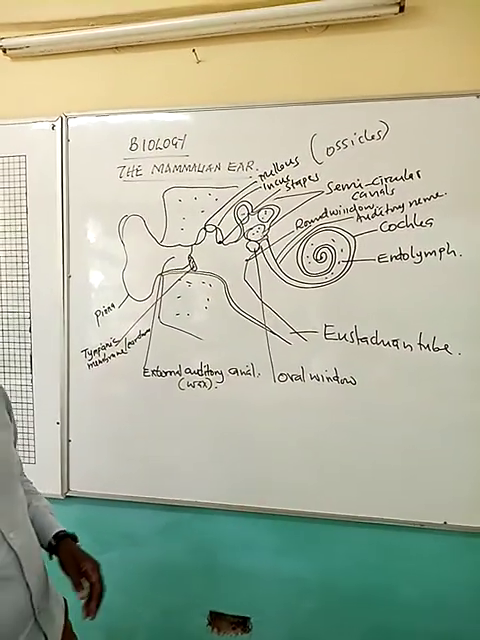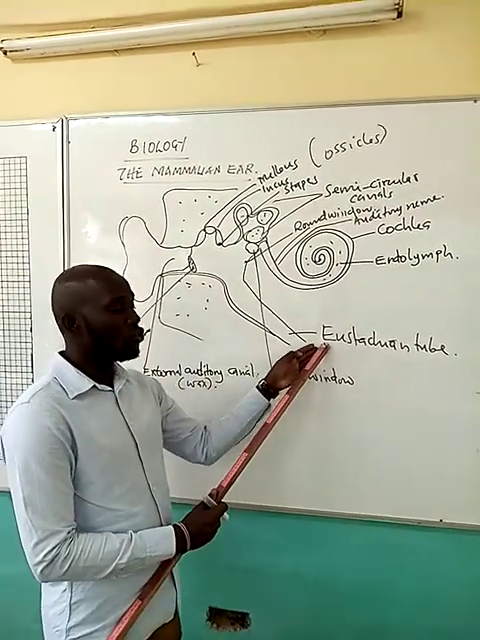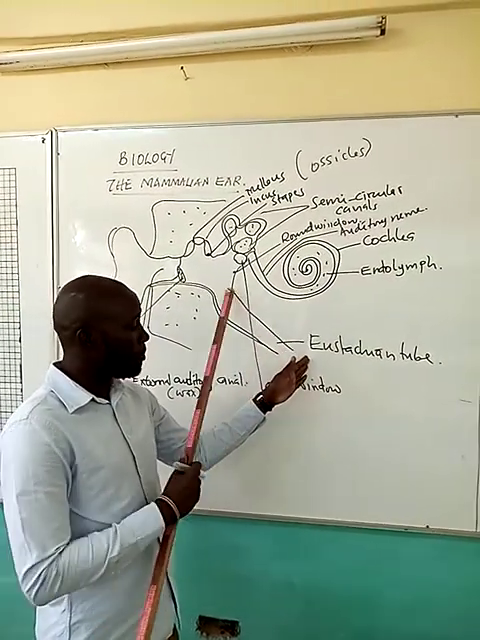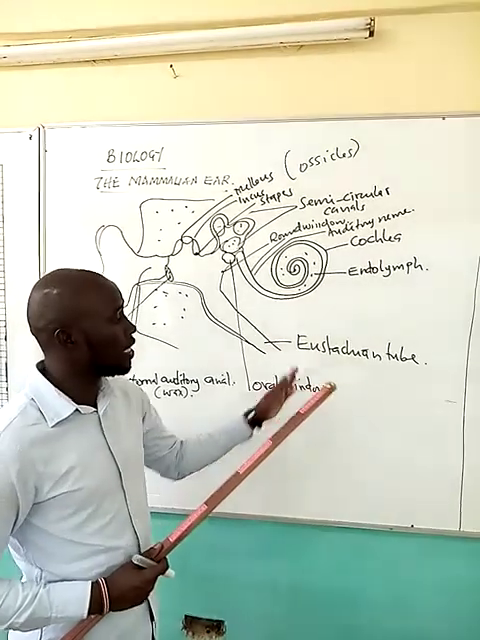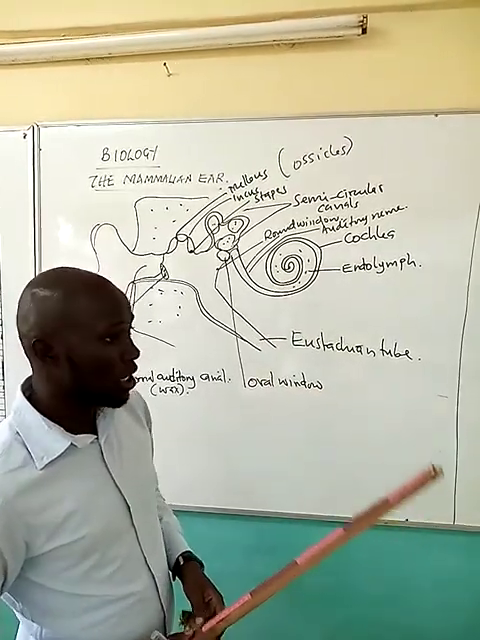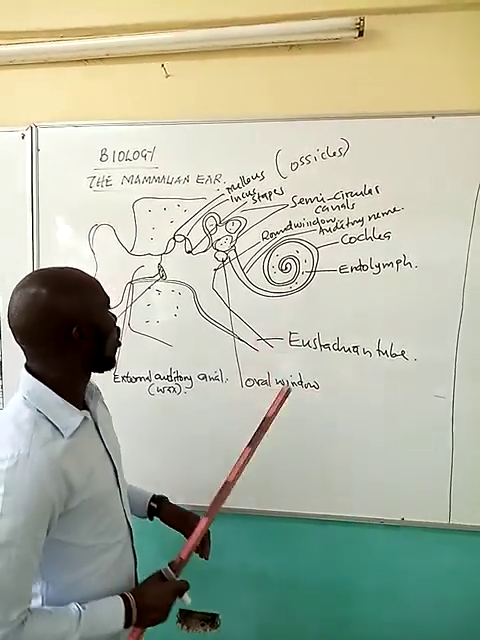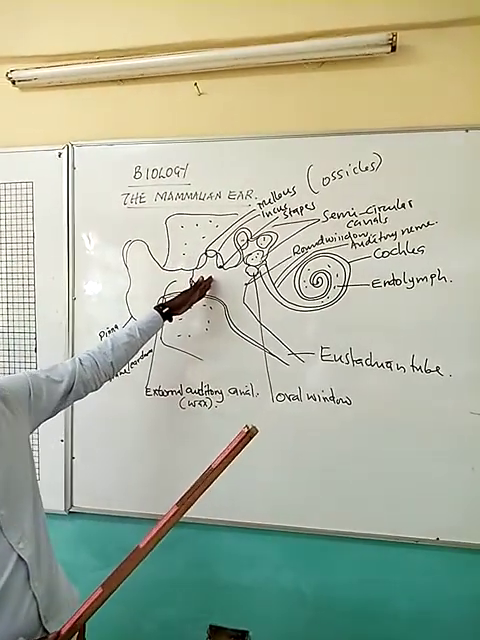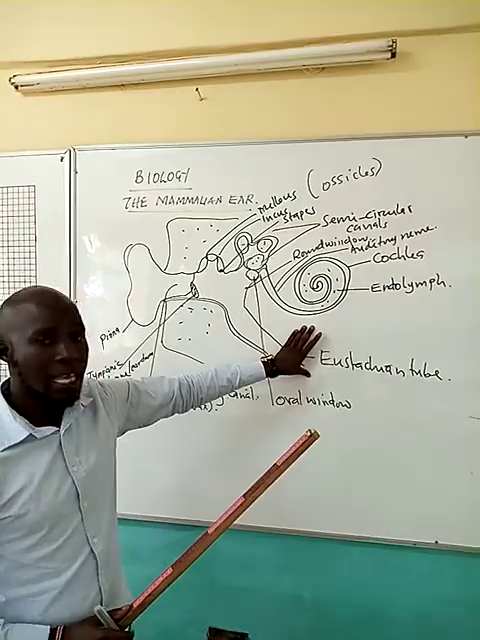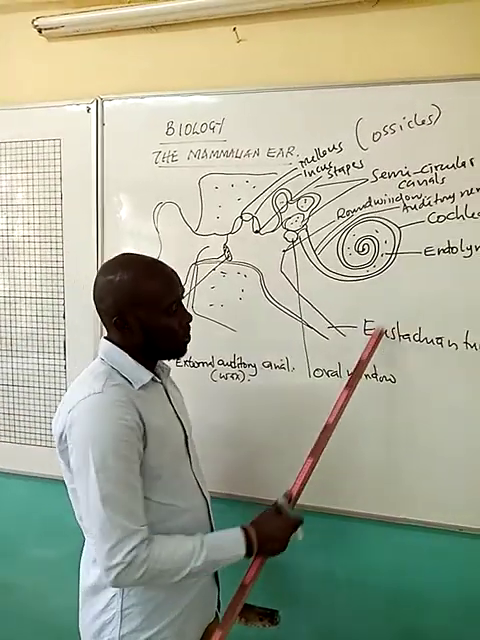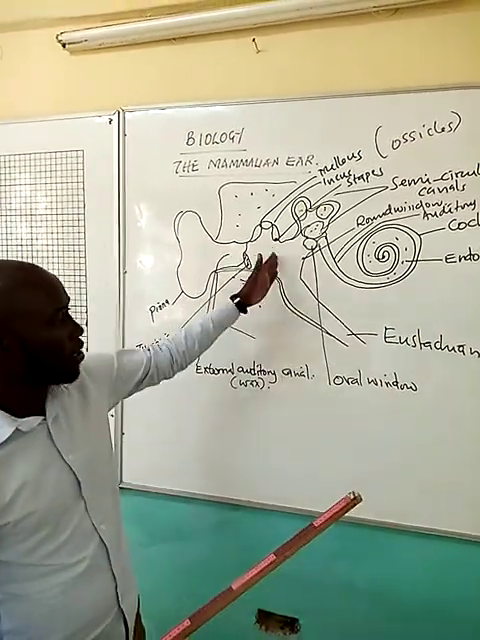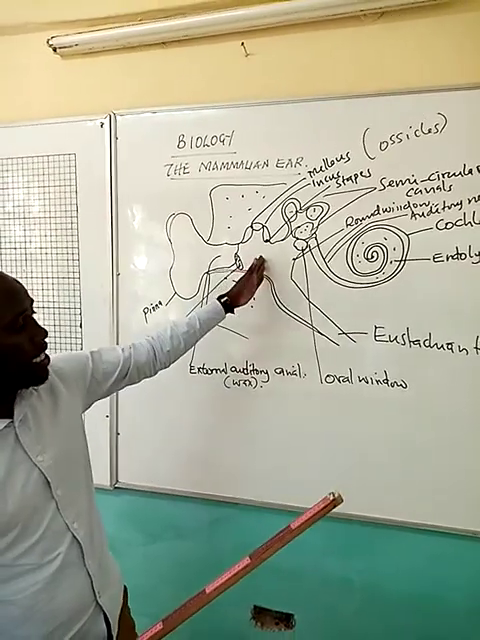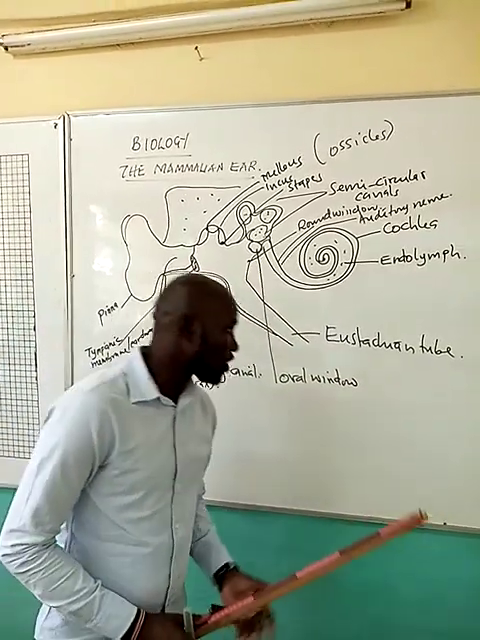And we have also said that we have the tube here, which is coming at the middle of the ear, what we are calling Eustachian tube. The Eustachian tube works in order to balance the pressure between the middle ear and the external ear.